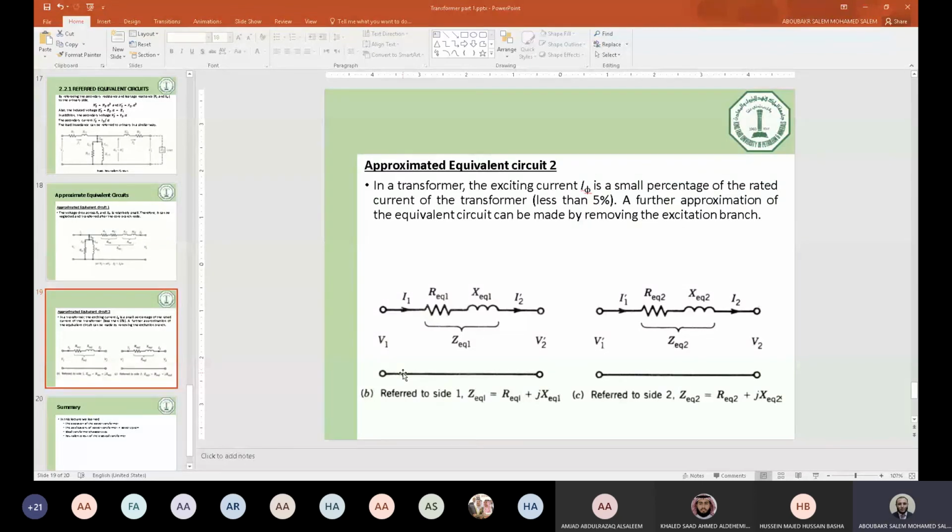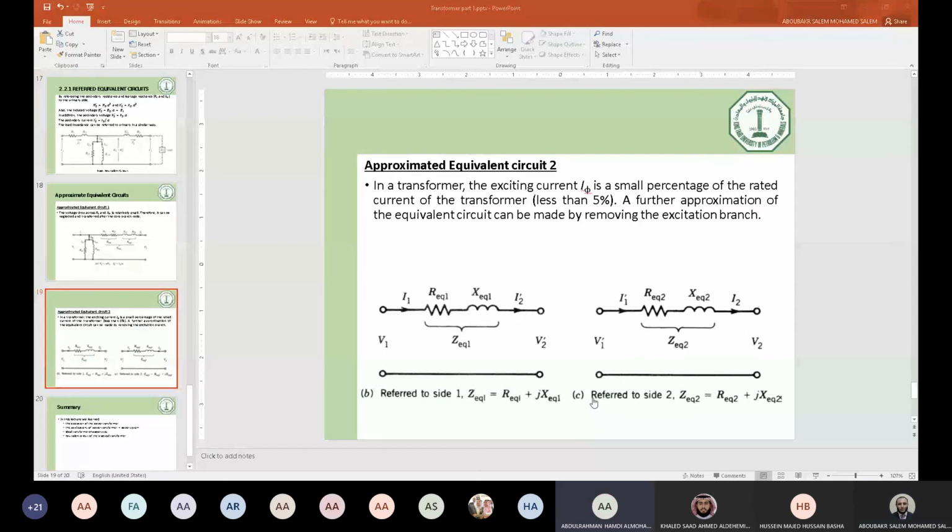So we can assume that the equivalent circuit to be like that, just one impedance, which is the equivalent impedance of both windings, and here is V1 and V2 prime. And in this case, we will assume that I2 prime and I1 are the same. So this is the second approximated equivalent circuit. We will see how to use each equivalent circuit in our problems, inshallah. But for now, we just need to understand we have two different approximated equivalent circuits.